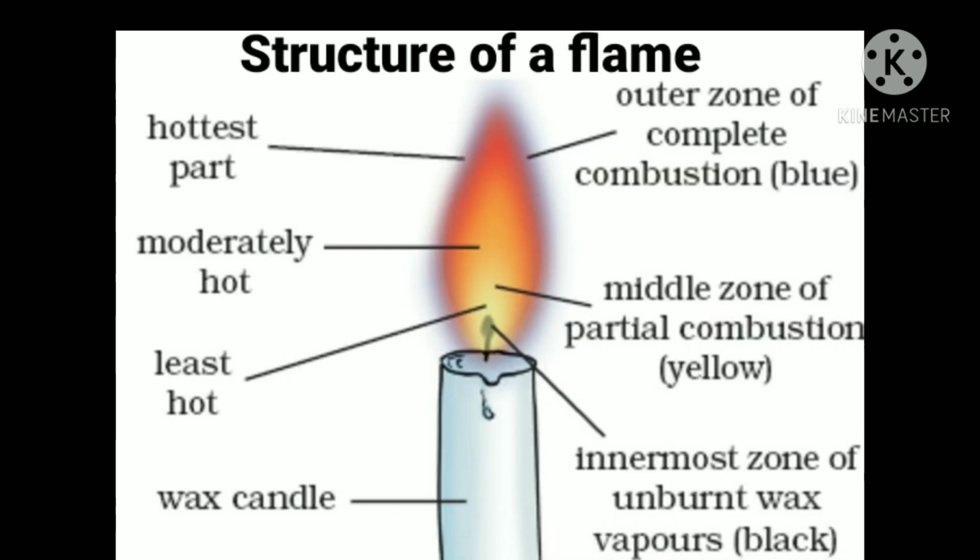Okay. Now the structure of a flame. The first layer is the outer zone of complete combustion, which is blue in color, and it is the hottest part of the flame. The second one is the middle zone of partial combustion, which is yellow in color. It is moderately hot. The third one is the innermost zone of unburnt wax vapors, which is black in color. These are the three different zones of a candle flame.